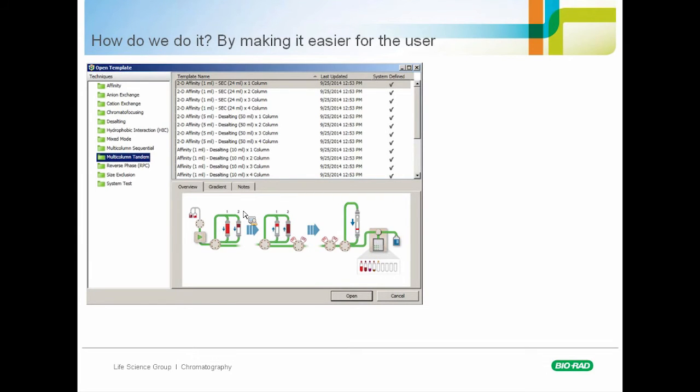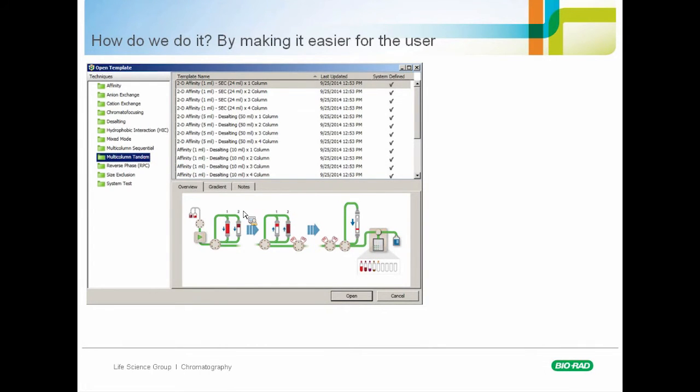So what we have built in within the software are a range of different templates, and you'll see with each future release of the Chrome software, you'll be seeing more and more methods being put into these template folders. What it also has is a little graphic, as we're seeing in the lower panel of the slide here, which is a graphical representation of what is occurring during the purification run.